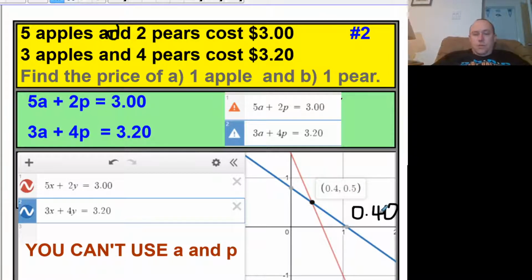And if you wanted to, you could try it. If you buy 5 apples at 40 cents and you buy 2 pears at 50 cents, would that give you $3? Making sure you also check, though, is 3 times 40 cents add 4 times 50 cents also equal to $3.20? And the answer is that yes, it is.